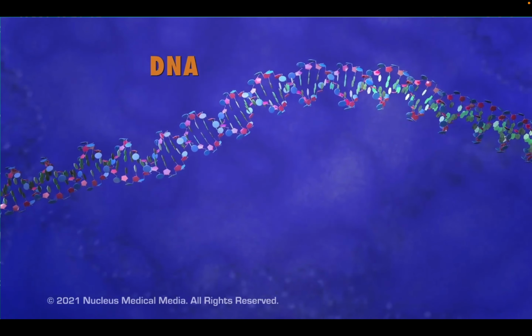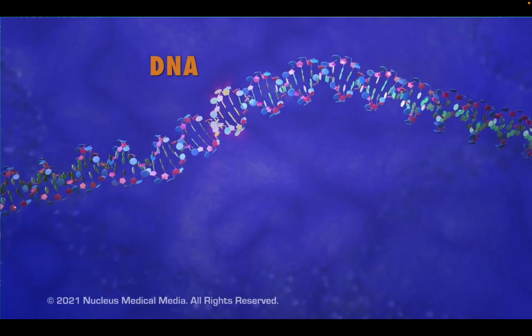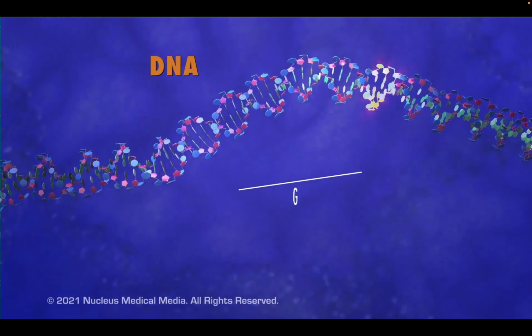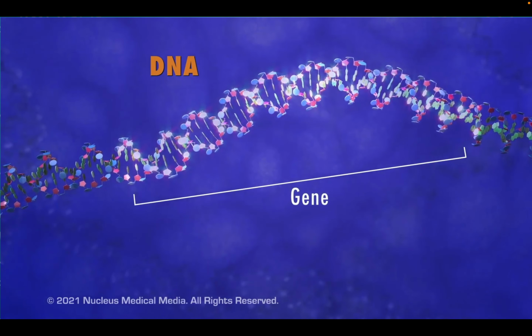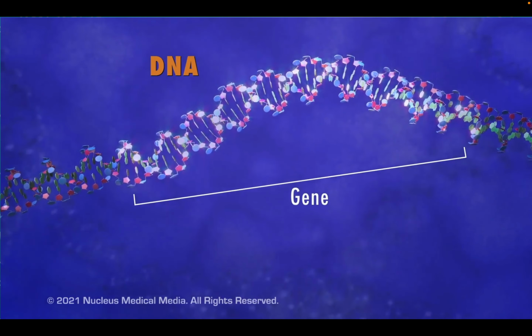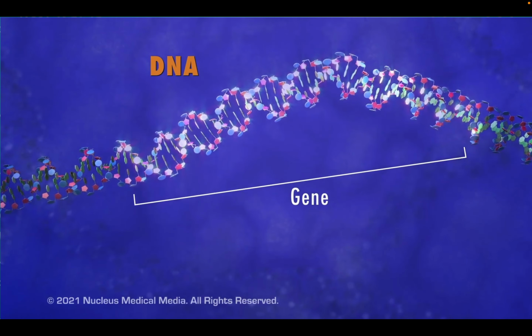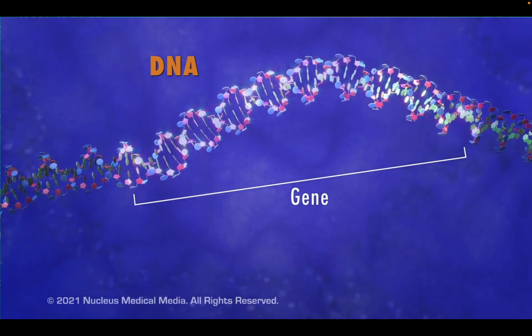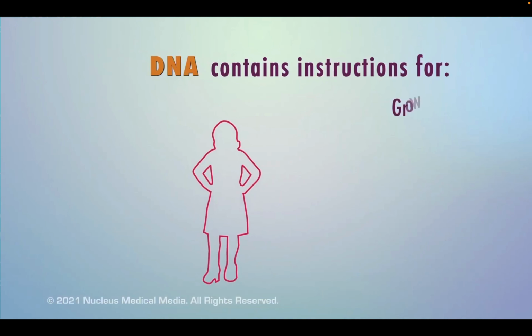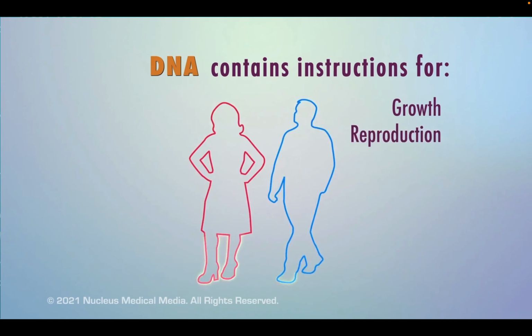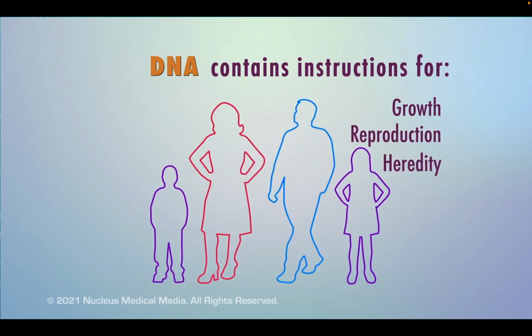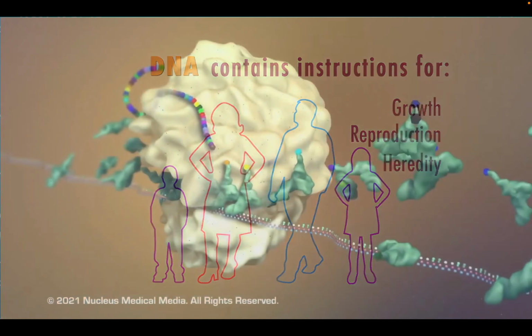The DNA in chromosomes is organized in a specific order that makes up an organism's genes. Genes contain the directions for every function, trait, and activity in a living organism. These activities include growth, reproduction, and especially heredity, which means the ability to pass on genes to offspring.